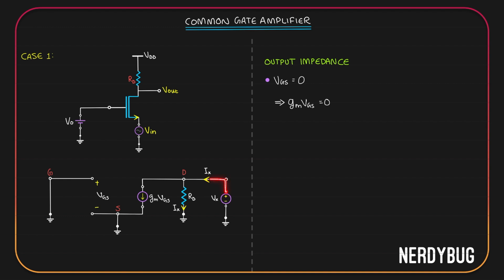Now Vx is the potential across RD. Potential across RD is IxRD. So Vx is IxRD. What we need is Vx by Ix, which is very obviously RD. Output impedance is RD, the drain resistance.